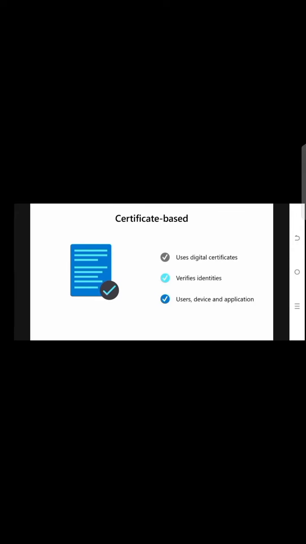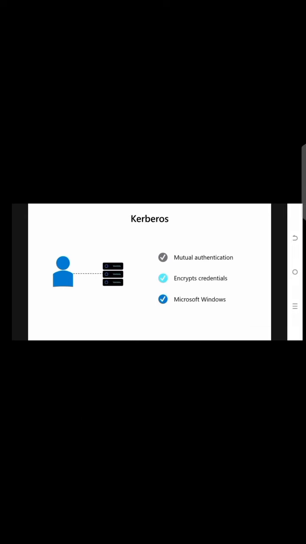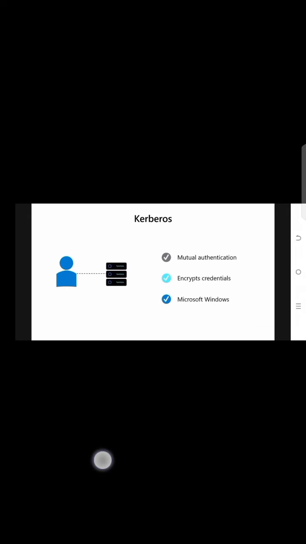And the third one is certificate based, where it checks the certificate of the device before giving it the access. And the fourth one is Kerberos, which basically does the mutual authentication, so it is very secure, and it applies encryption. It encrypts the credentials and is generally used in MS Windows.